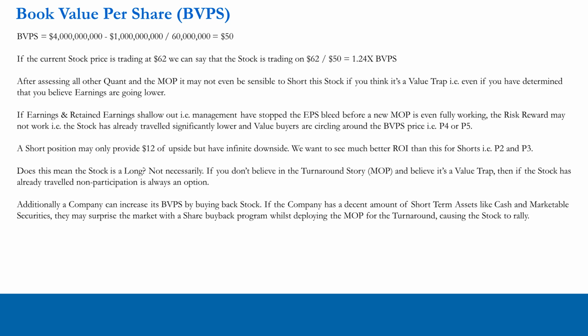Because a short position in this scenario may only provide $12 of upside in terms of P&L on the short, so $12 upside of profit, but have infinite downside. We want to be seeing much better ROI on our trades than that for shorts. So this is why we need to be in phase 2 and phase 3. We would much rather be short stocks that are traveling into a situation like this, rather than shorting stocks that are actually in this situation.